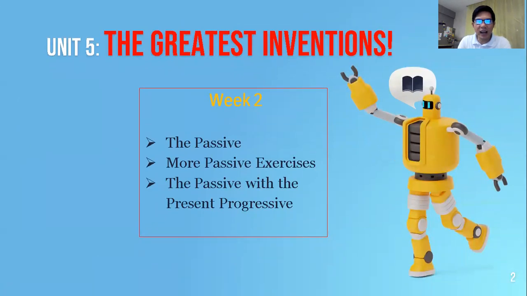This week is our Unit 5, week number 2. Our title for Unit 5 is The Greatest Inventions. And this week, we will talk about 3 parts. Part 1 will be the passive. Part 2 will be more passive exercises. And for part 3, the passive with the present progressive.